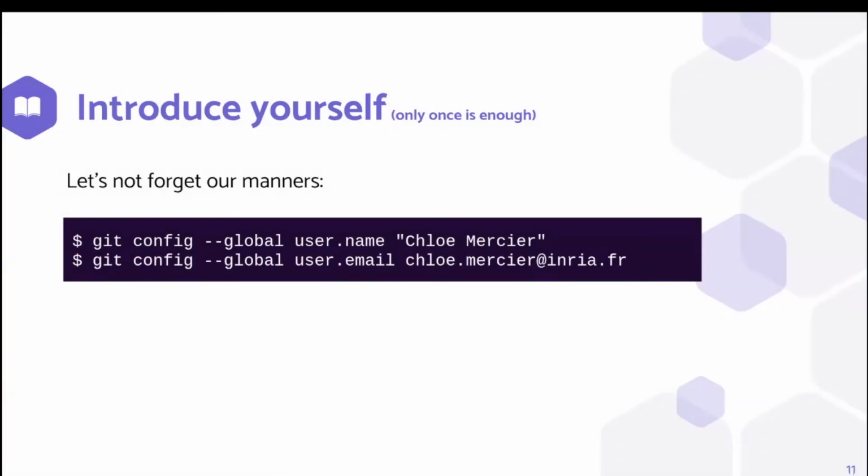Now, I'm not going to do that because it should already be configured that way. But you need to introduce yourself to Git so that Git knows what your name is and what email address can be used to identify you. So you can configure it that way. I'm not going to do it now, but I'll leave some time for people to do it.